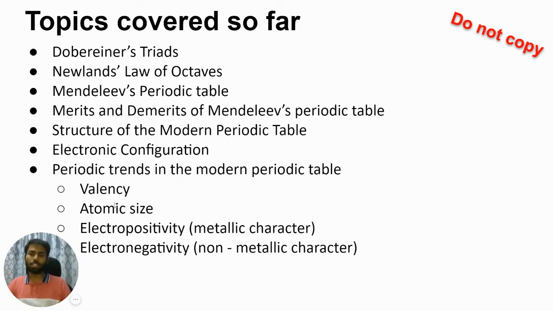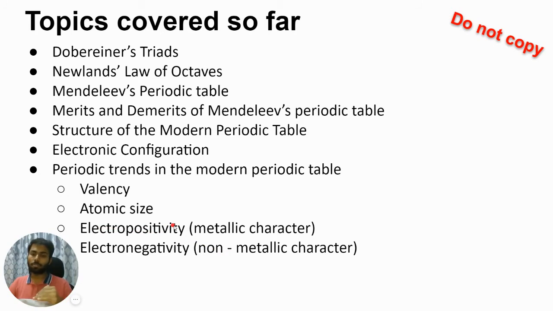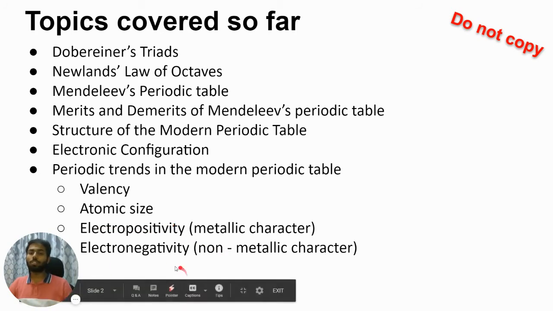You should know that. Next, electropositivity. What is electropositivity? And what is the connection between electropositivity and metallic character? What is the connection between electronegativity and non-metallic character? How is electropositivity going to change from left to right and top to bottom? And the same question for electronegativity. All these answers you all should have.